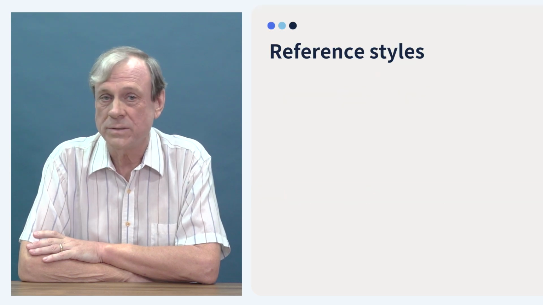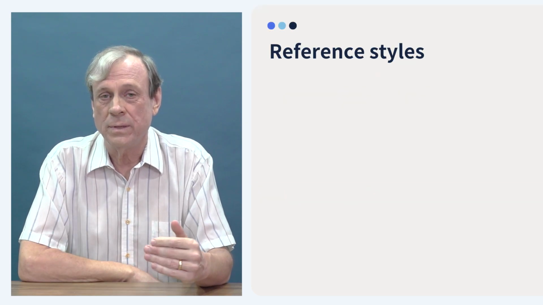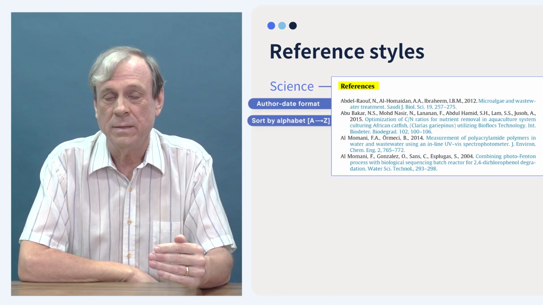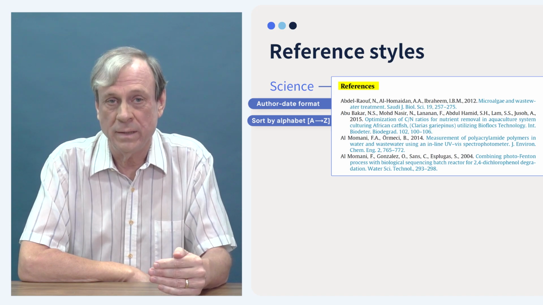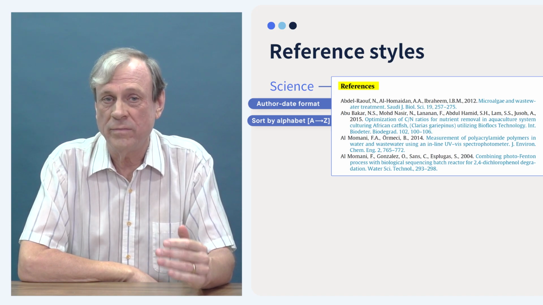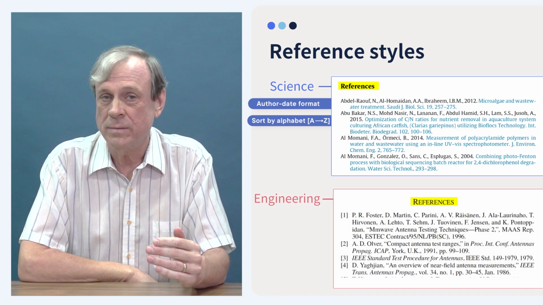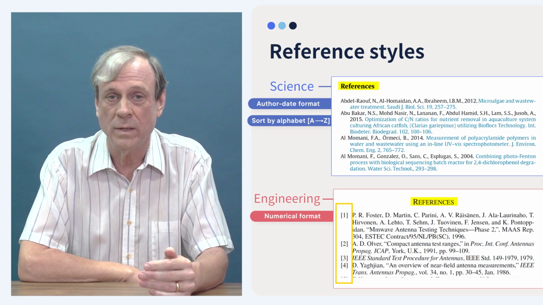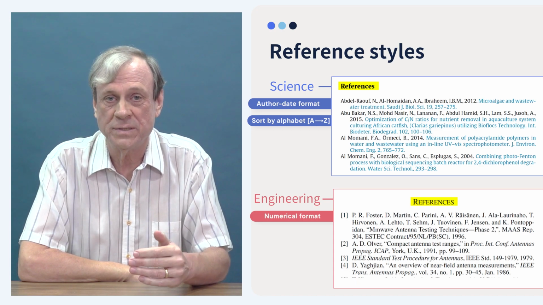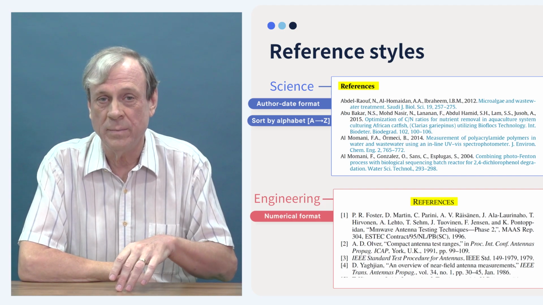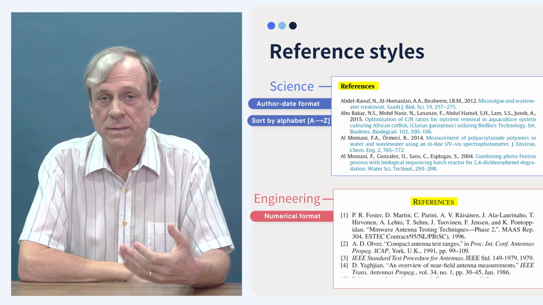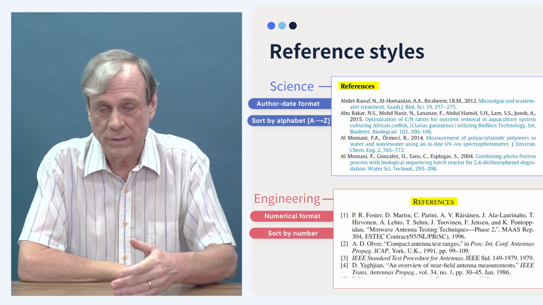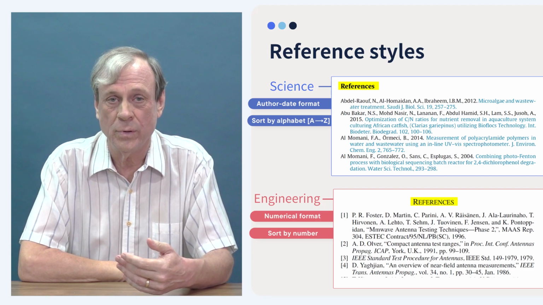Now, the reference styles similarly are different. So in science, with the author-date format, the references are listed by the author's family name in alphabetical order. However, in engineering, they're listed by the number of the reference, and each reference is listed only once. So if you refer to the same reference a second time, you use the same number as the first time that you referred to it. And those then are just sorted by number and should be sequential through the whole document.